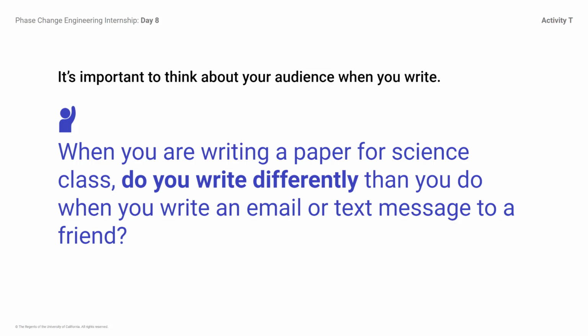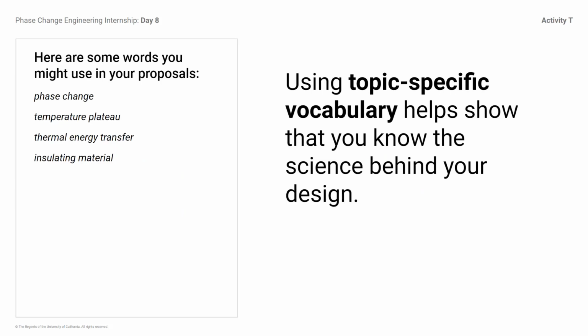In your proposal, you need to convince your audience that you've considered research, evidence, and feedback in your optimal design. Here are some words you might use in your proposals: phase change, temperature plateau, thermal energy transfer, insulating material. Using topic-specific vocabulary helps show that you know the science behind your design.